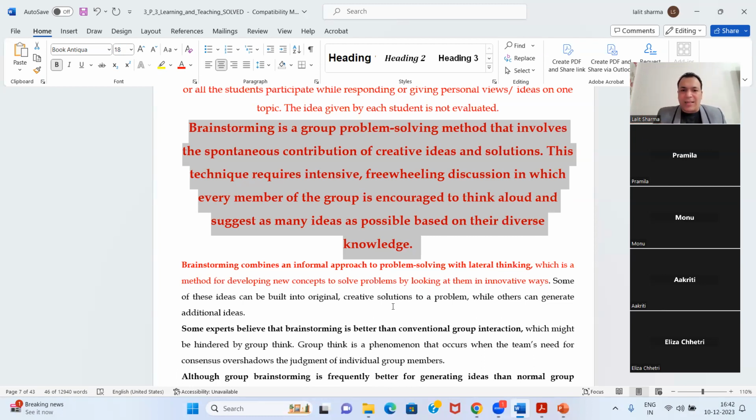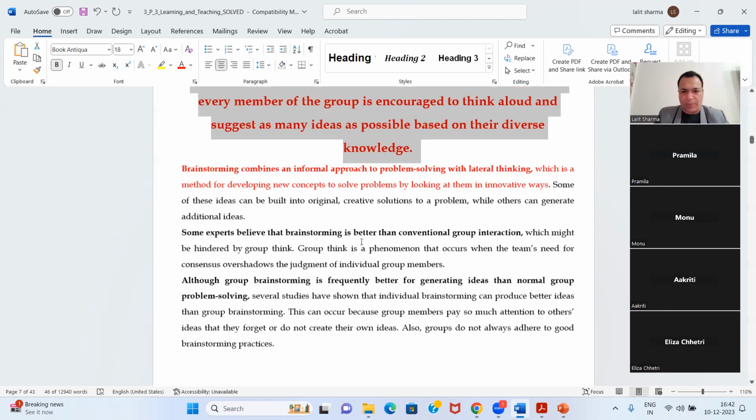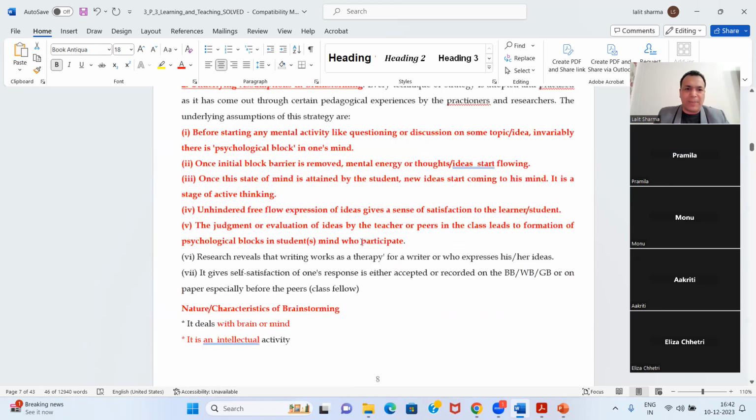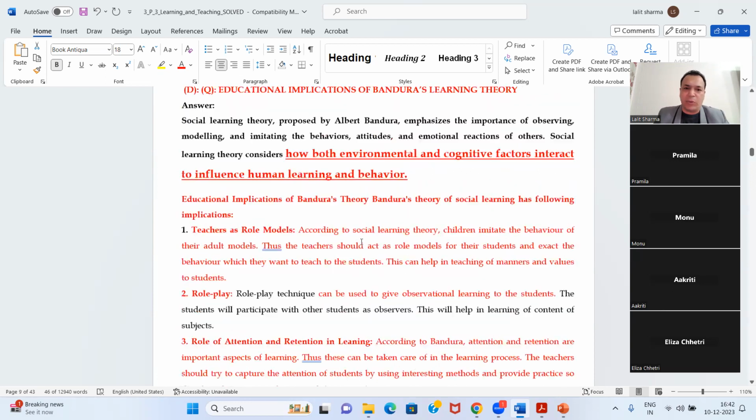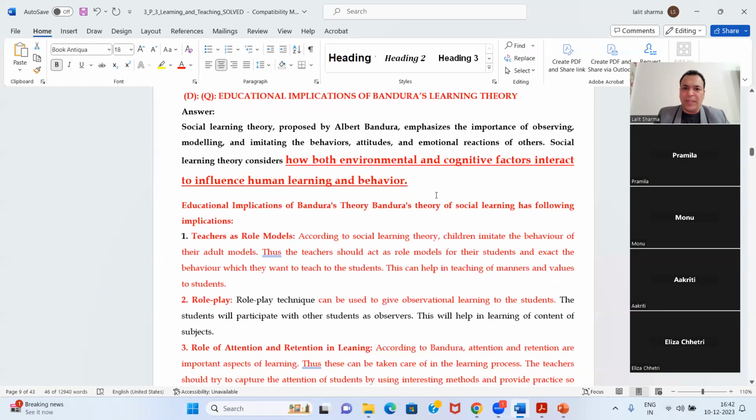This technique requires intensive, freewheeling discussion in which every member of the group is encouraged to think aloud and suggest as many ideas as possible based on their diverse knowledge. Okay, I think you have understood about the brainstorming. Rest, guys, examples are given and advantages are given. Because concept is clear to you, then you can learn by yourself, right?